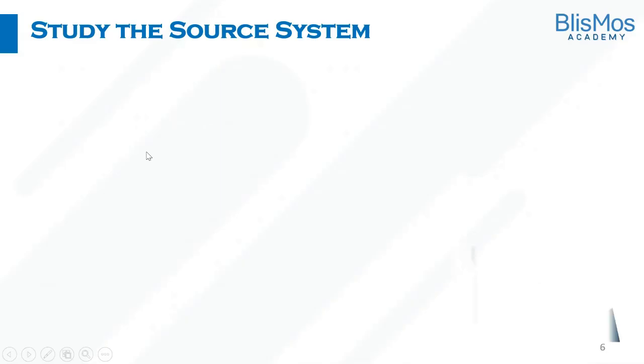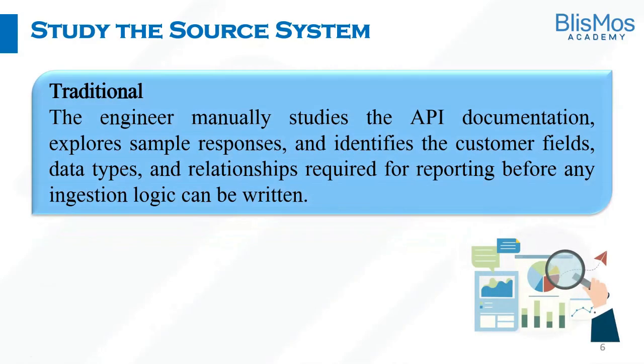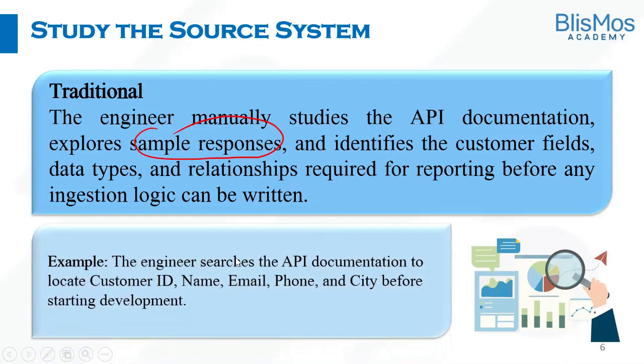As a first step, the engineer has to study the source system. Traditionally, the data engineer manually studies the source system documentation, like API documentation and the responses. The outcome of that is he or she identifies the customer fields, data types, relationships, so that ingestion logic can be written. Definitely, this takes a good amount of time. So how can AI help here?